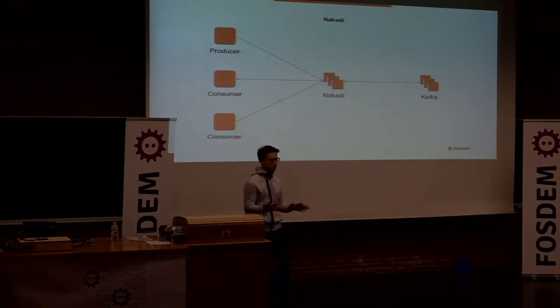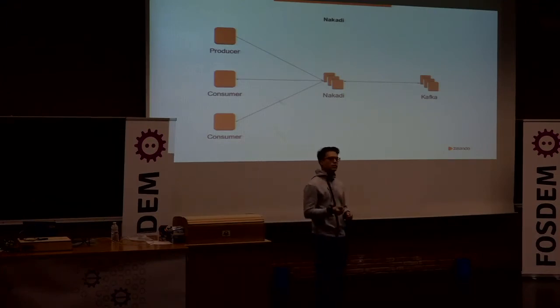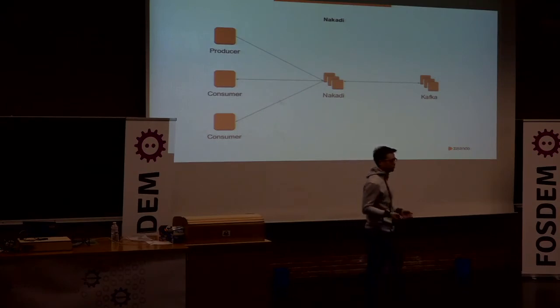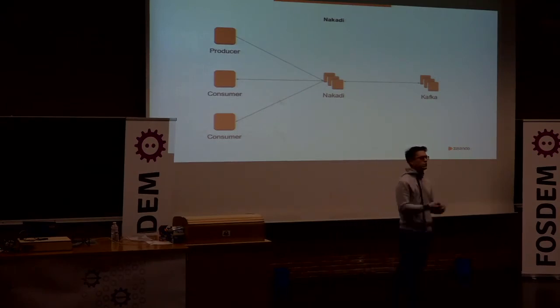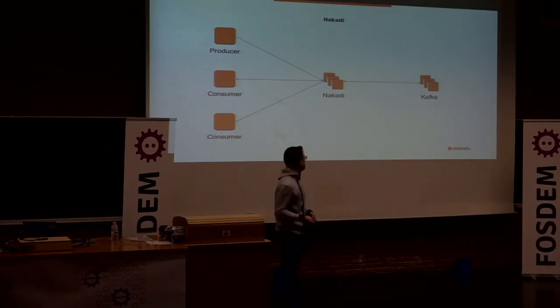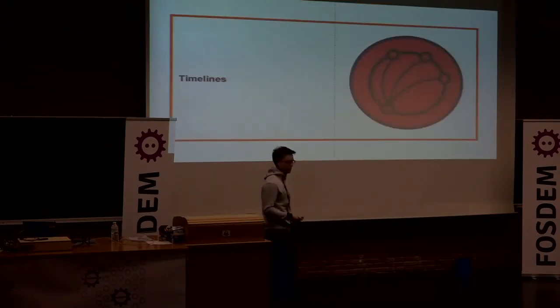And it's got a bunch of other features, but there is one I really want to talk about because I think that's what makes Nakadi different from the competition, which would be something like maybe Confluent Platform or Kinesis on AWS. What we've got is called timelines. New logo.